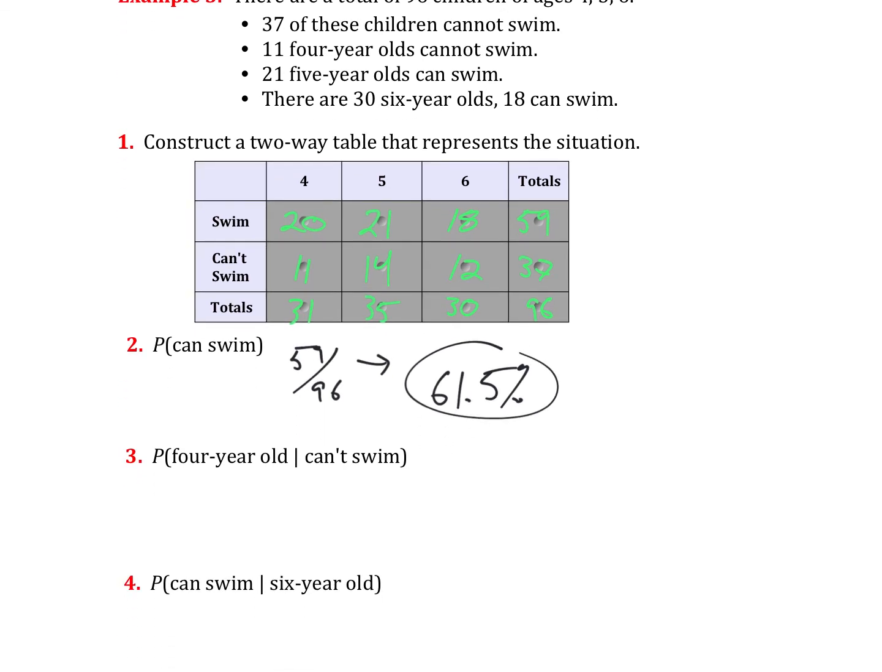Next, the probability of selecting a 4-year-old who cannot swim. So I want the probability of selecting a 4-year-old and they can't swim over the probability of just they can't swim. Well, the numerator, the 4-year-olds who cannot swim, there's 11 of them out of the 37 non-swimmers. So 11 out of 37. Go to your calculator. You'll get about 29.7%.